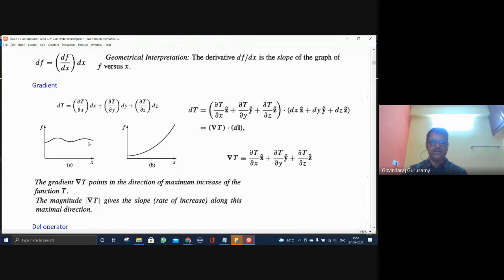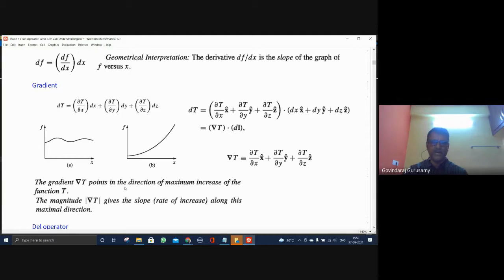You can see the proportionality factor here, that we are going to extend from 1-dimension to 2 and 3-dimension. And when you combine these two, this is what you are getting. And this is like an operator operating on the T. We call it a del operator. The magnitude of del T gives the slope, the rate of increase along this maximal direction. This is very important for you.